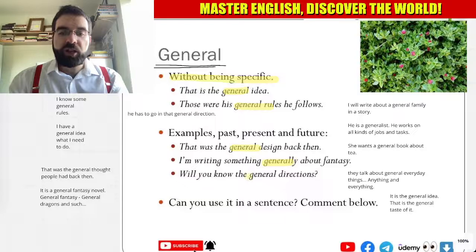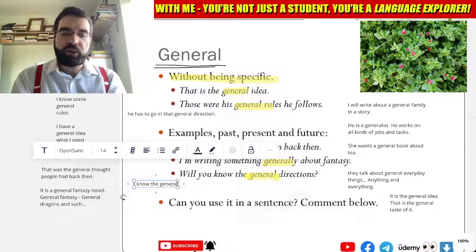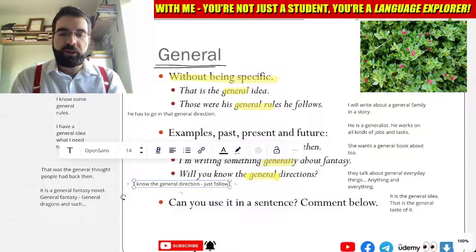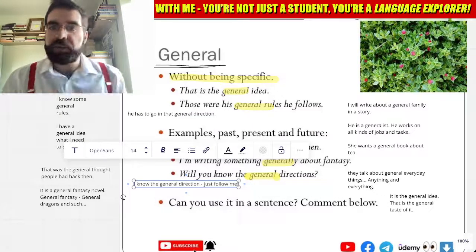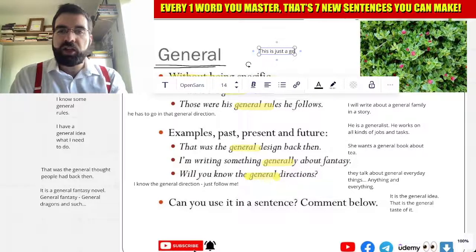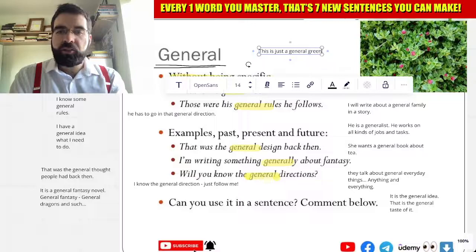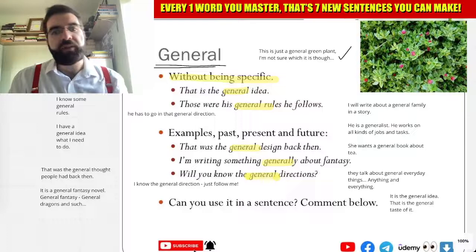Do you know the general directions? Yeah, I know the general direction. Just follow me. I know where we're going. Just follow me. How cool is that? So this is just a general green plant. I'm not sure which it is though. General green plant. How cool is that, language explorers?